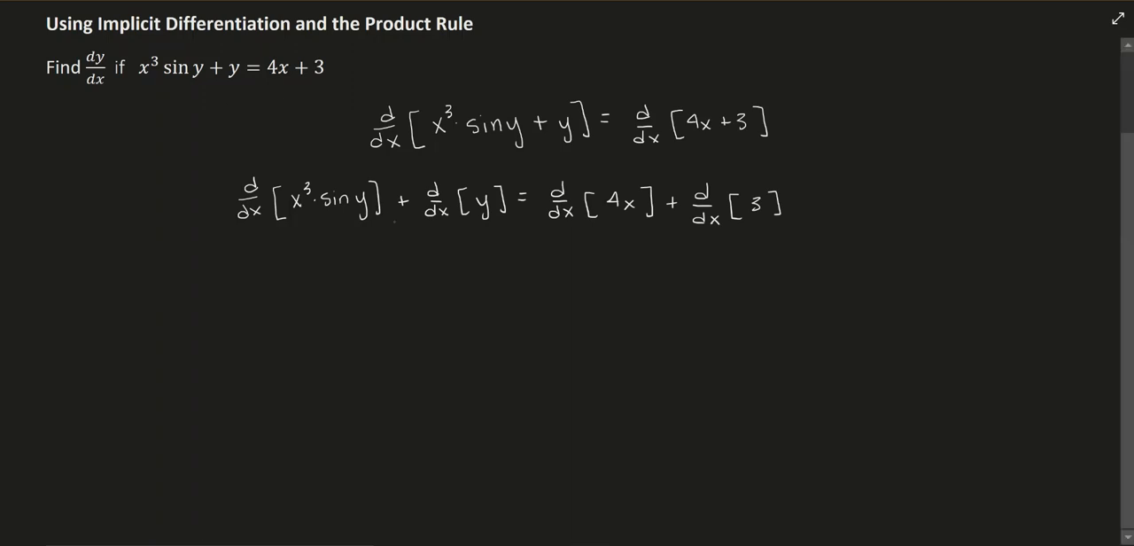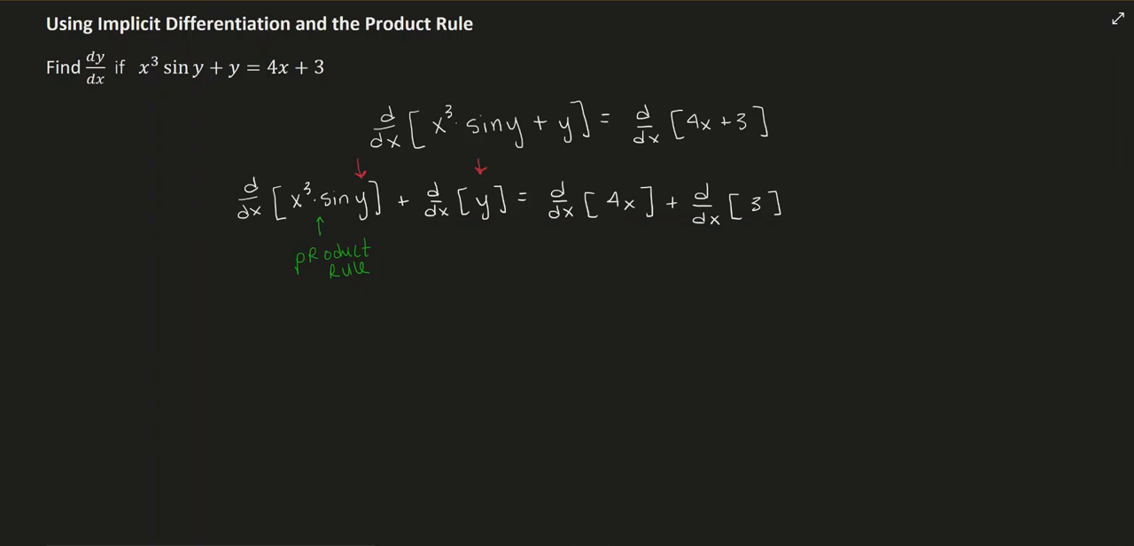For example, anywhere the variable y shows up, we know we're going to need the chain rule. Anywhere we see a product between two functions, we know we're going to need the product rule. And then anything that's just terms of x or constants, for example, we would use our other shortcut derivative rules.